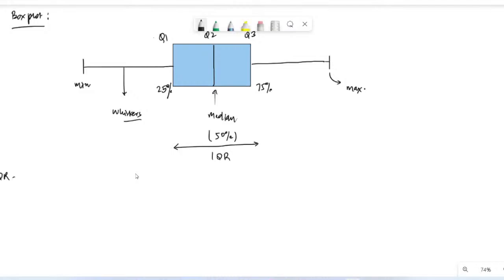So IQR will be given by Q3 minus Q1, where Q1 is the 25th percentile, quartile 1. What is next in this case? What we need here is the min and max range. So how do we calculate the min? Min will be equal to Q1 minus 1.5 times IQR, and max will be given by Q3 plus 1.5 times IQR.